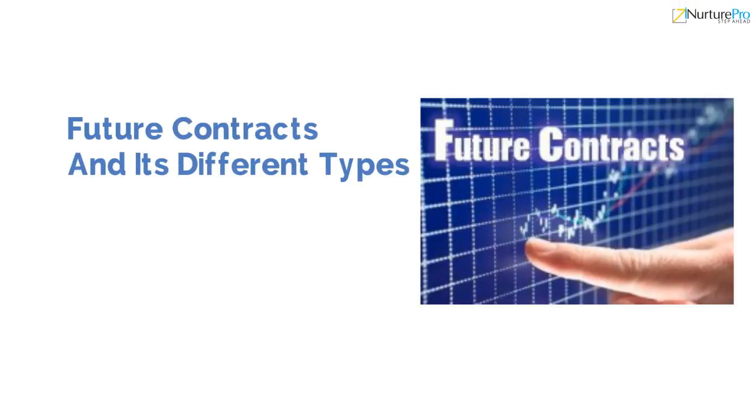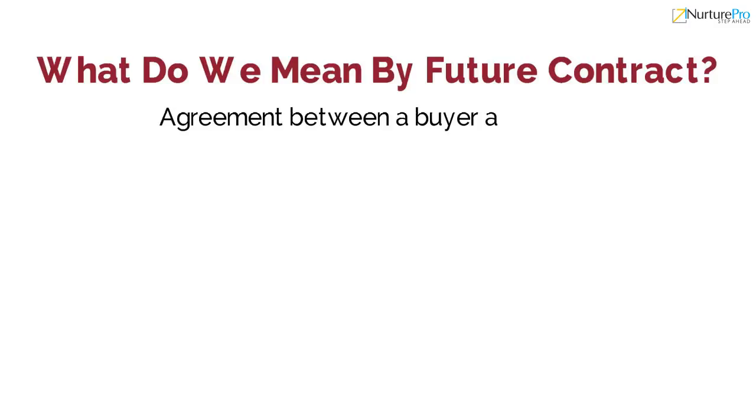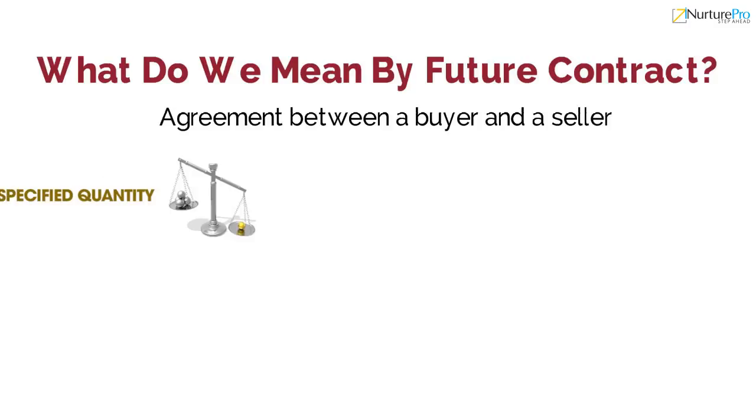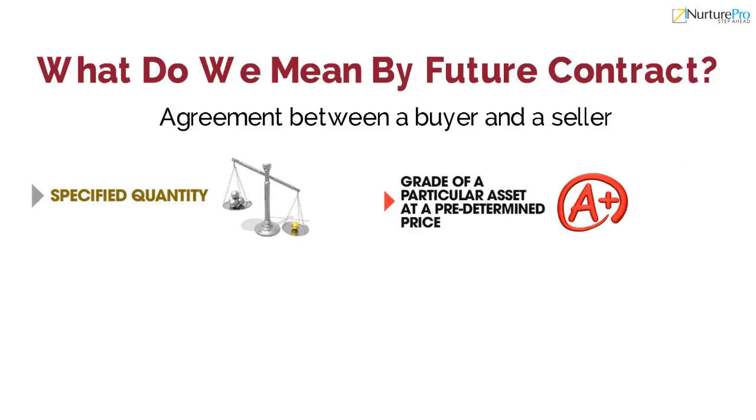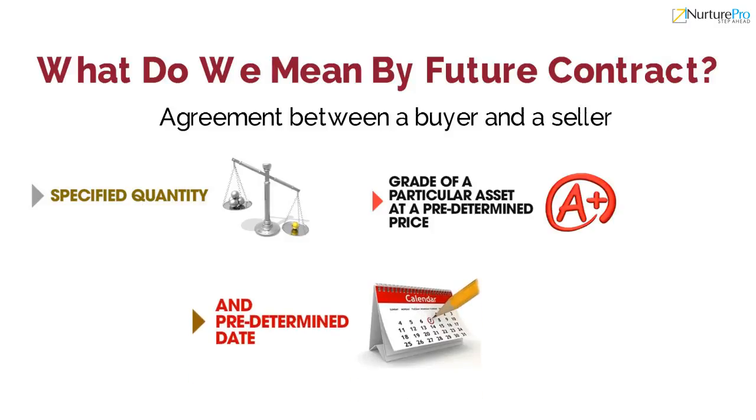Dear students, in this video we will learn about future contract and types of future contracts traded in India. Let's first understand what we mean by a future contract. It is an agreement between a buyer and a seller to deliver a specified quantity and grade of a particular asset at a predetermined price on a specific date or during a specific month through a designated exchange. The asset can be financial instruments like equity or physical commodities.